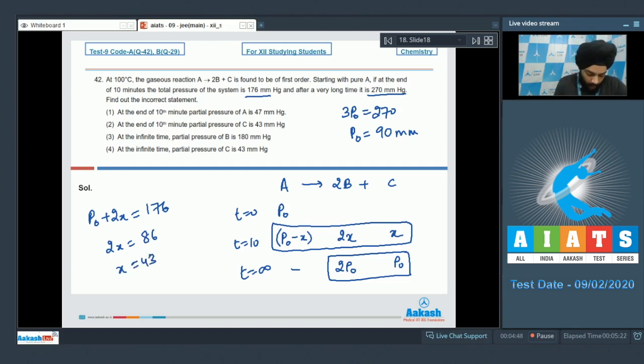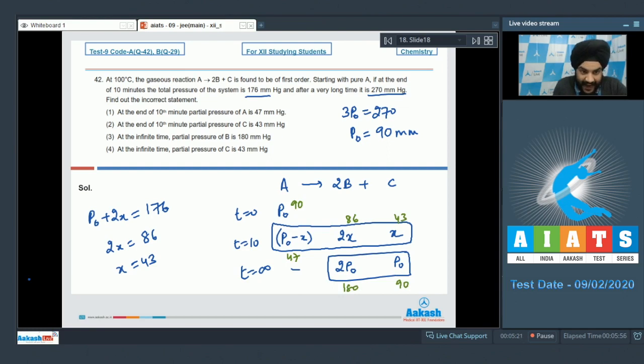Okay, so we talk about the pressure, students. So initial pressure of A was 90 mm Hg. The pressure of A after time 10 minutes is 90 minus 43, which is equal to 47. Okay. The value of 2x is 86 and the value of x is 43. And the value of 2P naught and P naught are 180 and 90 respectively. Okay. Let us look at the options now, students.